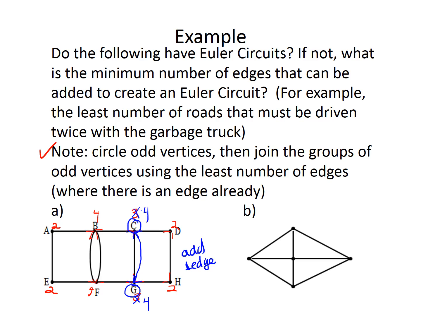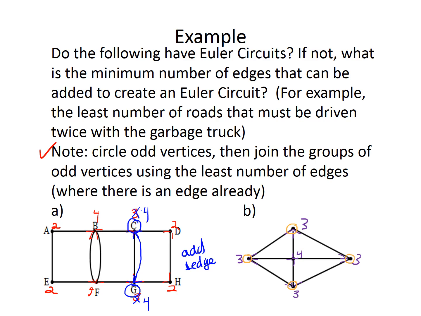Let's look at part B. 1, 2, 3, 1, 2, 3, 1, 2, 3, 4. That one does have a vertex there in the middle. 1, 2, 3, 1, 2, 3. So this time we have 4 odd vertices. 1, 2, 3, 4. And we want to add edges, again, where edges already exist. And any time we add an edge to an odd vertex, it makes it even.